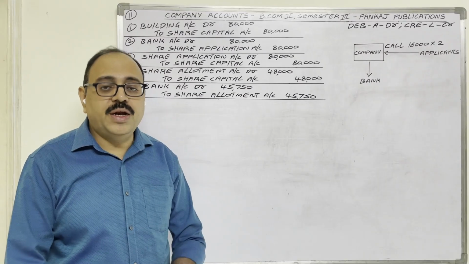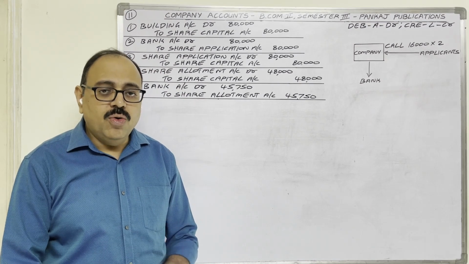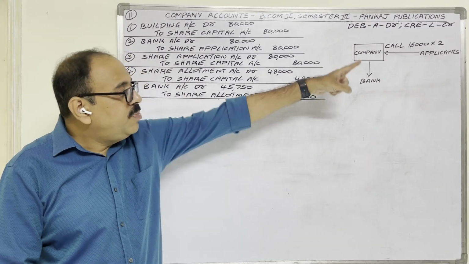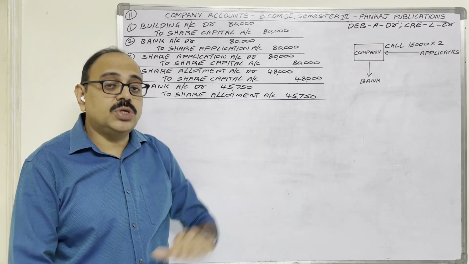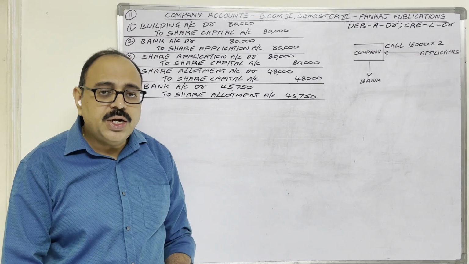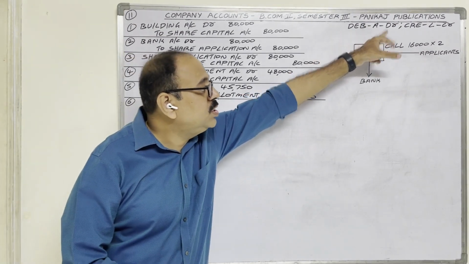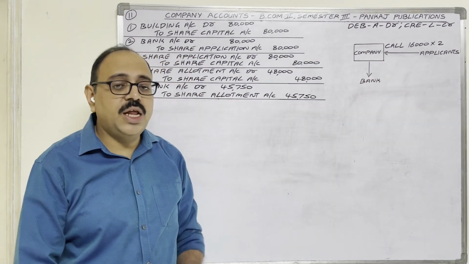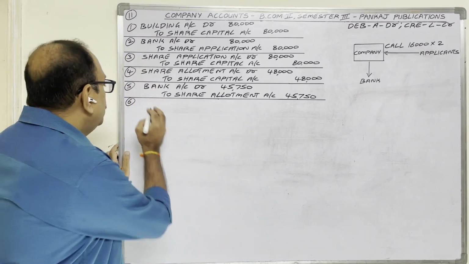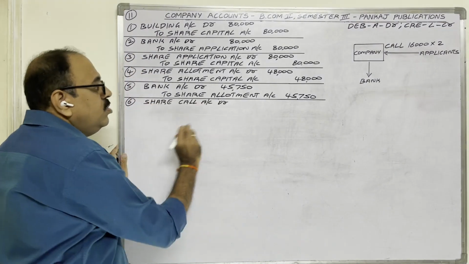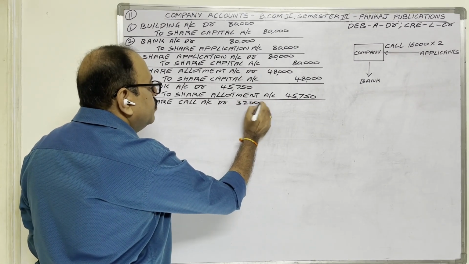Next come to call related entries. First the transfer entry, then the money received entry. Only one call is there. From applicants on 16,000 shares at the rate of 2 rupees each, 32,000 rupees should come. So for 32,000 rupees, applicants are debtors. Debtor is an asset. Asset shows a debit balance. We have to debit applicants' names. Instead of writing their names, we write share call account. Share call account debit, amount 16,000 shares into 2 rupees each, 32,000.